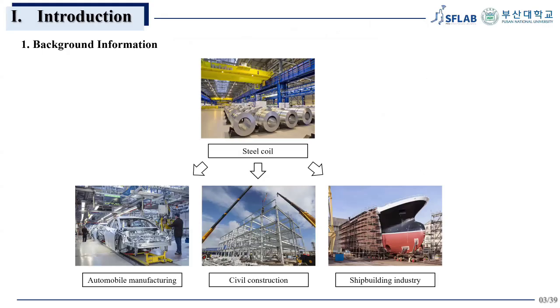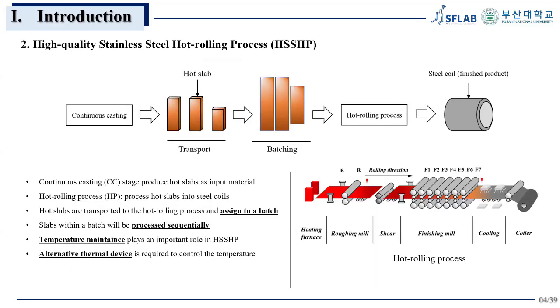Steel manufacturing is one of the most important industries, in which the main products are steel coils, which are widely used in several industries, such as automobile manufacturing, civil construction, or shipbuilding. The steel coil manufacturing process involves several processing stages. In this study, we mainly focus on the hot rolling process.